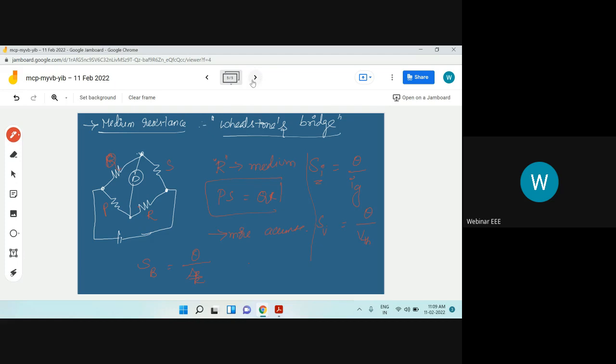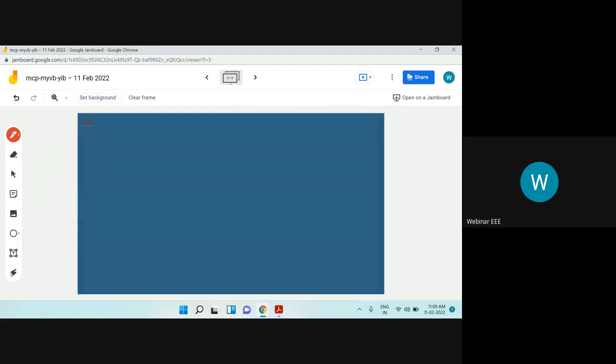Whereas coming to the measurement of high resistance, we have various methods to follow. Here the first method is the loss of charge method.